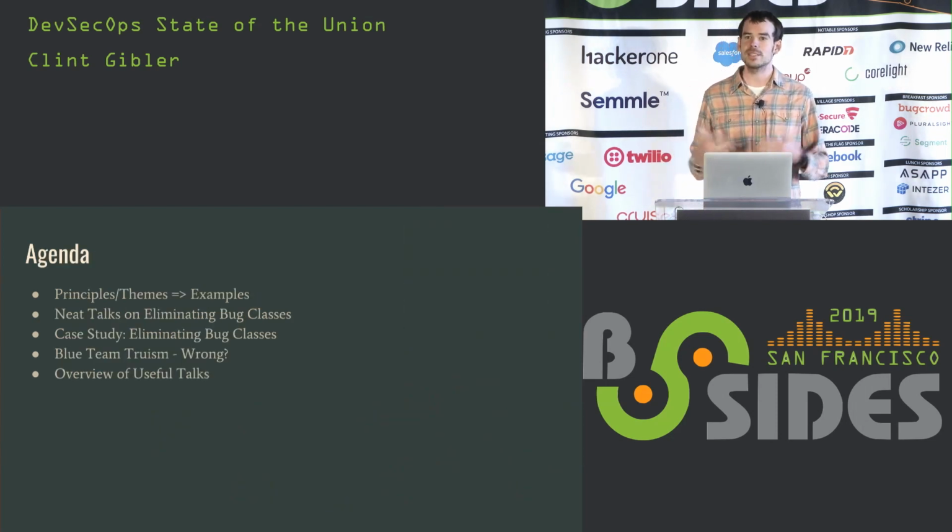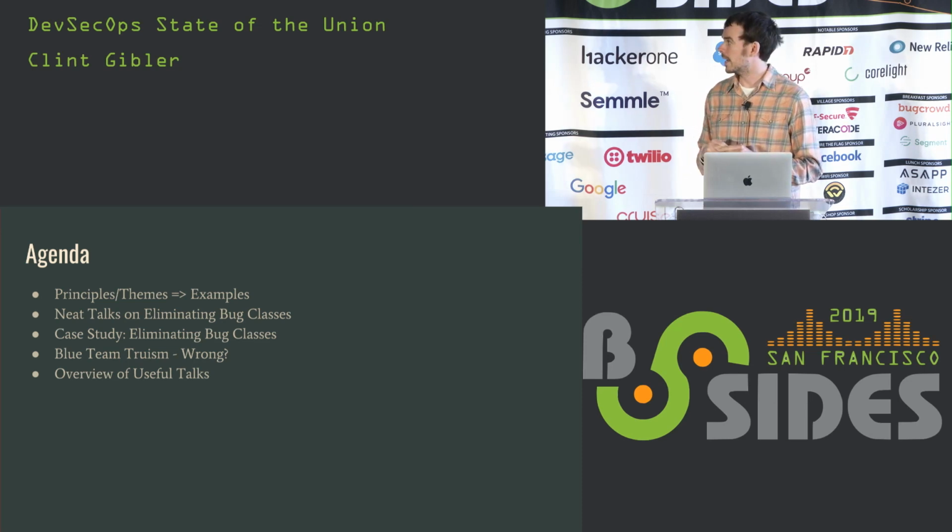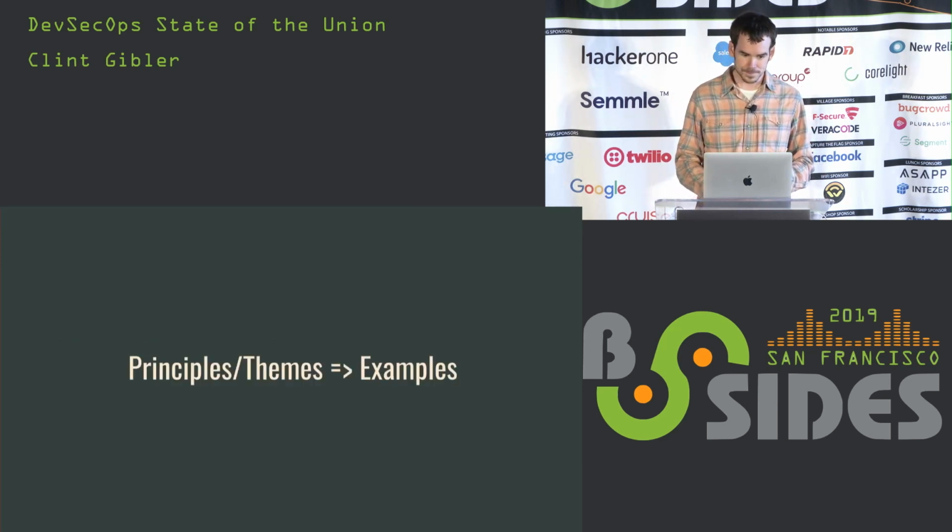So what are we going to talk about today? A couple of things. First, a couple of principles and themes I've seen across many different talks, and then some specific examples in that space. I'm going to talk about some specific talks that I think are especially neat because they involve eliminating bug classes. I'm going to talk about a case study of a project I was on with NCC Group, where we helped a company try to do that as well. I'm going to look at a blue team truism that I've recently been thinking might be wrong. And then lastly, we'll do a blitz of a bunch of other useful talks.